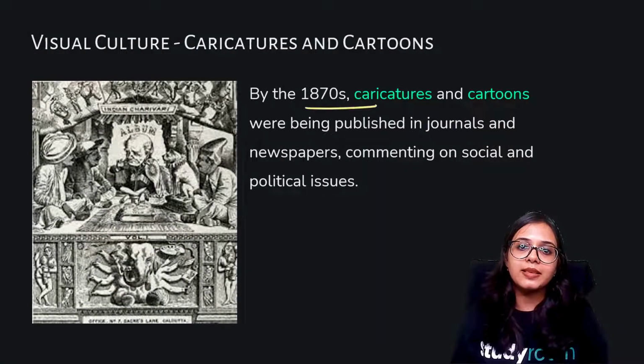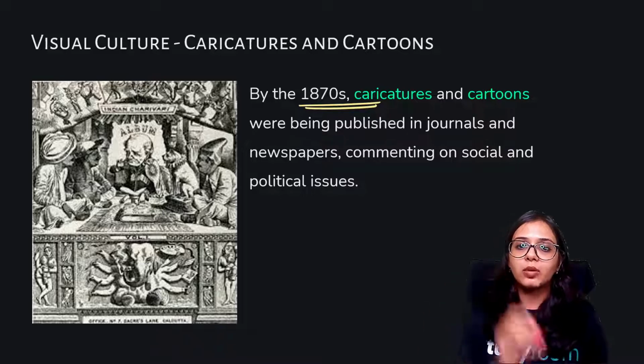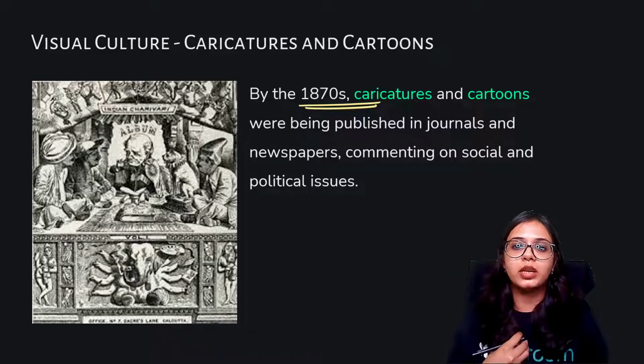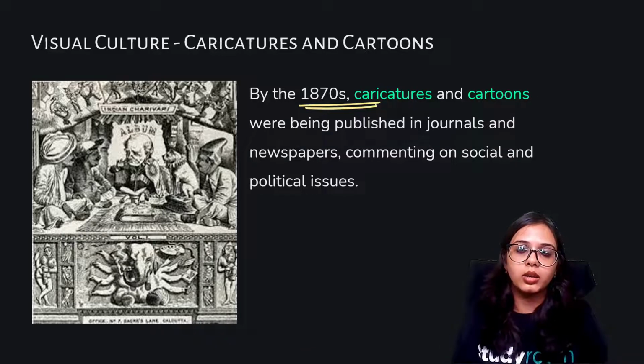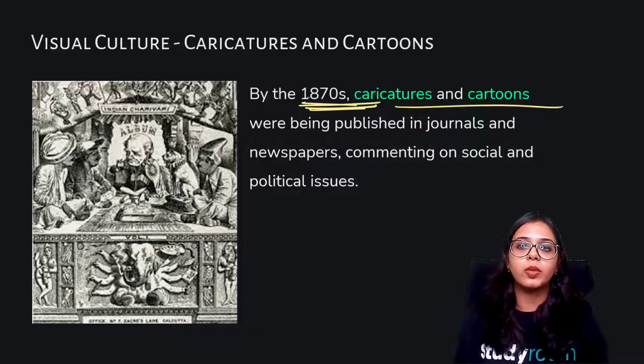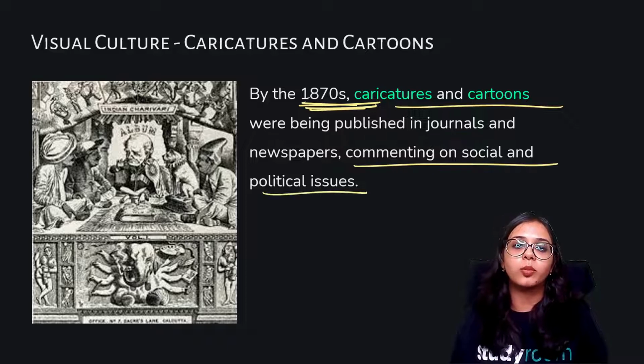Then by the 1870s, various caricatures and cartoons were being published. We have already learned how caricatures and cartoons were used to mock the European government, the European royalty, or the aristocrats. This was also being done in India. By the 1870s, caricatures and cartoons were being published in journals and newspapers to comment on social and political issues.